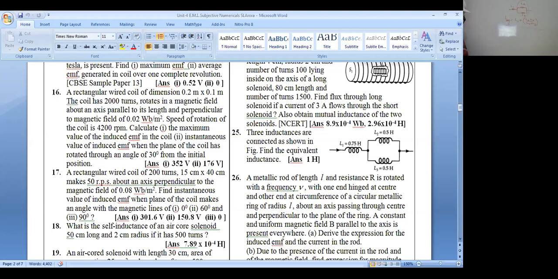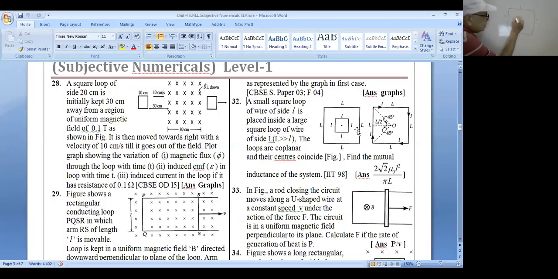See, question number 25. The equivalent inductance between this L2 and L3, a square loop. Inside it there is a smaller square loop. Got it? Capital L is very large in comparison to small l. So these two loops are coplanar and their centers coincide. You have to find out the mutual inductance of the system. This question comes in IIT 98.